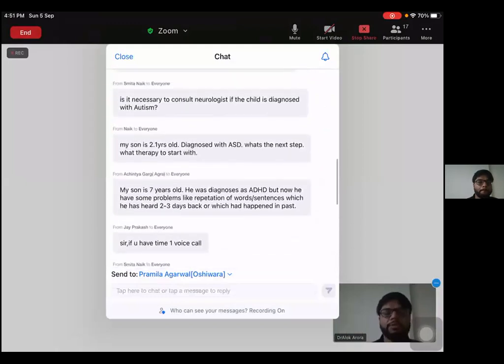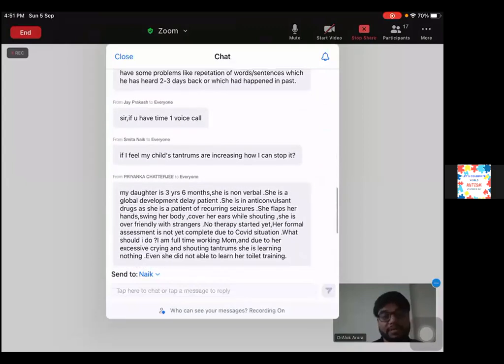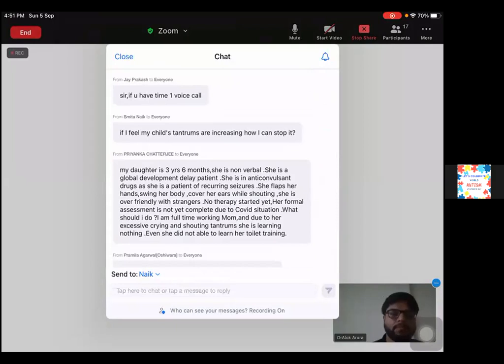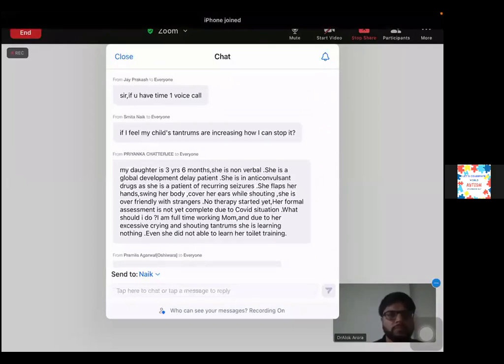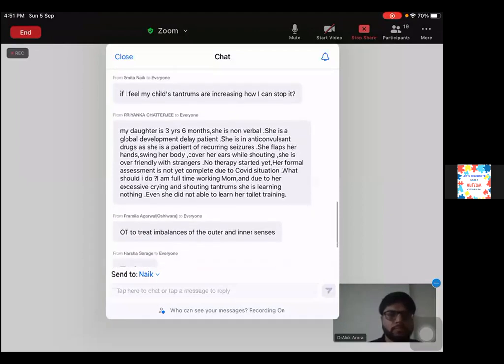Yes, sir, please. Yeah, so the next question is by Mrs. Priyanka Chatterjee. My daughter is 3 years, 6 months. She's non-verbal, a case of global developmental delay, on anticonvulsants, and she has epilepsy. She has stereotypical movements. No therapy has started yet. A formal assessment is not yet complete due to the COVID situation. What should I do? I am a full-time working mom, and due to her excessive crying and shouting tantrums, she is learning nothing. She is not even able to learn her toilet training.